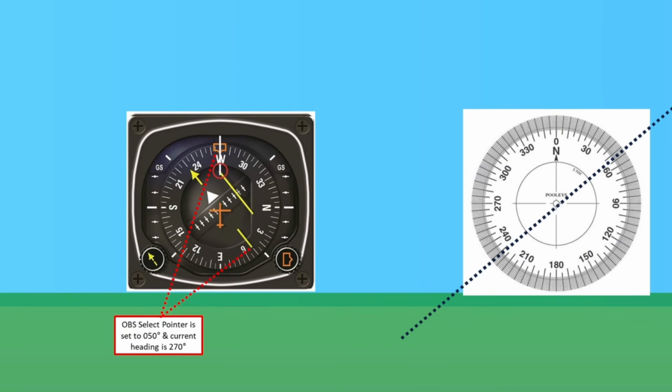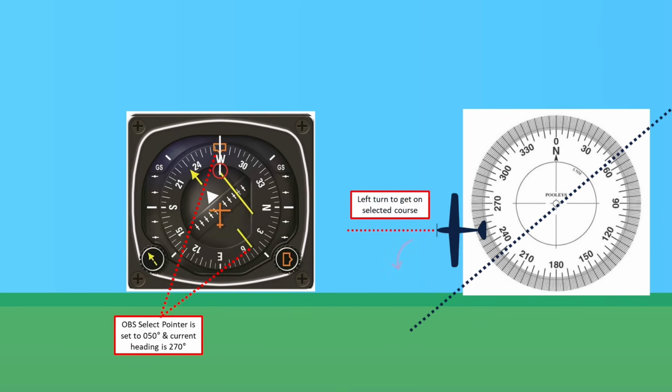On the other hand, if the difference between the OBS and heading are more than 90 degrees, like we see here, this tells us that we have reverse sensing. A course deviation needle to the right of our artificial aircraft, like we see, tells us we need to turn left to get back onto course. Let's go back to the example with direct sensing.